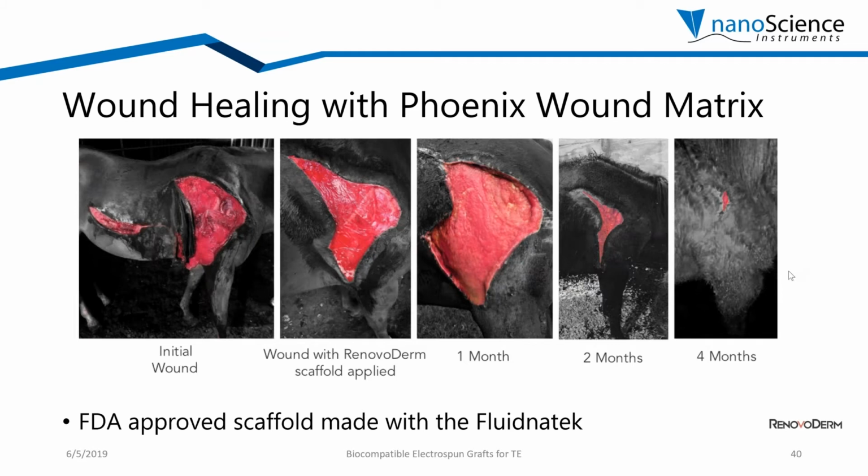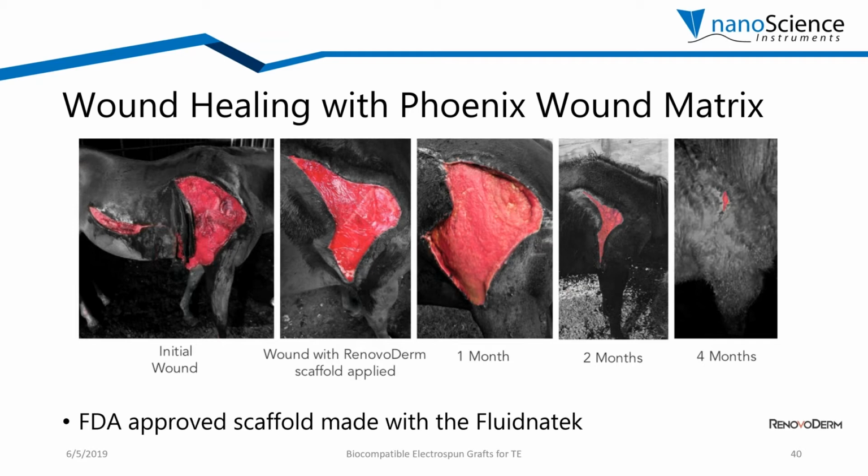It's a really strong image, so beware. Renovoderm, along with Nanofiber Solutions, created a beautiful electrospun sample called Phoenix Wound Matrix. As a matter of fact, it's an FDA-approved scaffold that is made with our electrospinning technique, with the Fluidnatek.